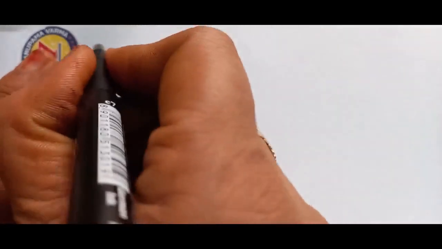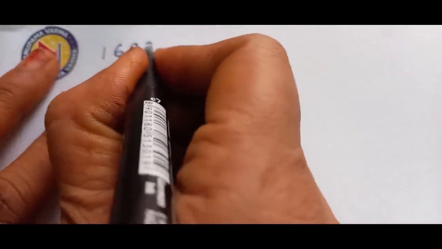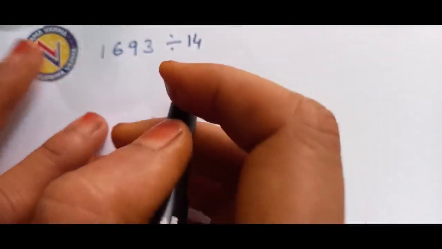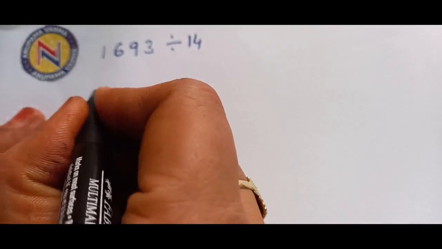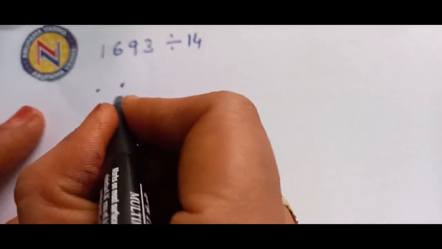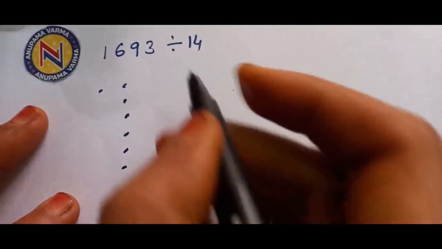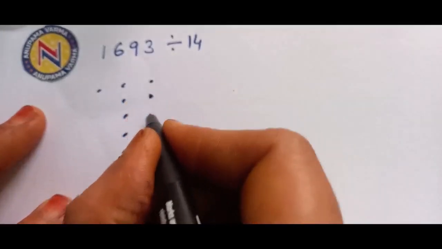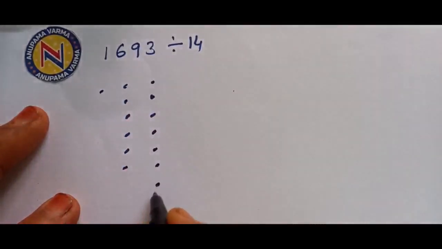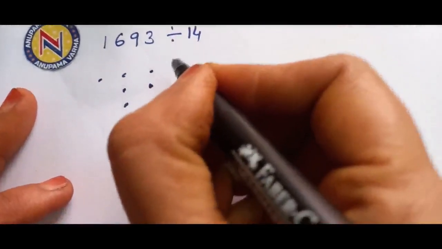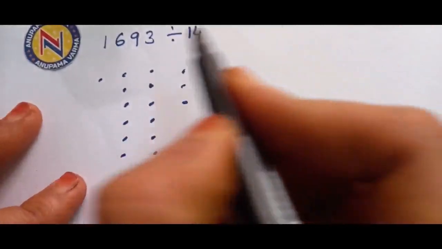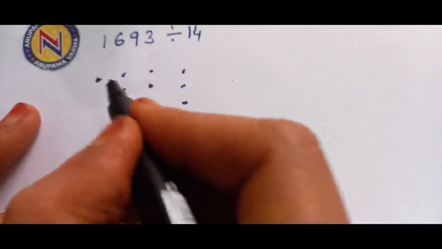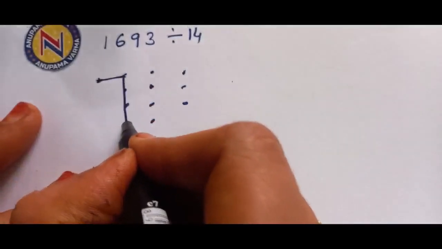Okay, bigger number. Let's take 1693 divided by 14. Okay. So keep 1 here. Next 1, 2, 3, 4, 5, 6. Next 1, 2, 3, 4, 5, 6, 7, 8, 9. Next 3. 1, 2, 3. Here divisor is 14. So we need to take 1 dot in the first column and 4 dots in the second column, right? So 1 and 4 like this.